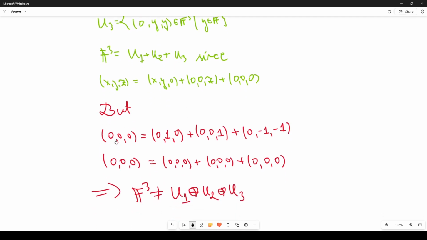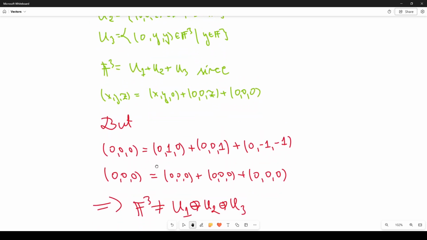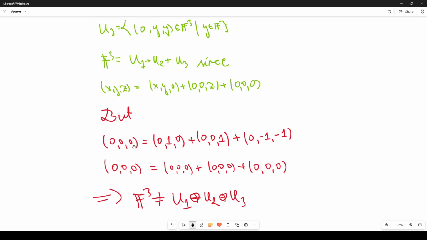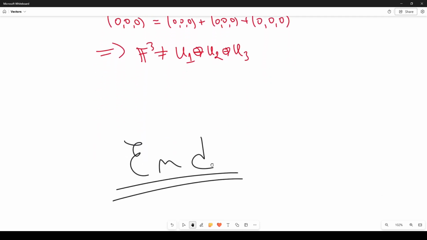the zero vector in F to the third can be written, for example, in this way, and it can also be written this way. So it turns out the zero vector does not have a unique representation, so that means that F to the third cannot be a direct sum of these subspaces over here, due to 0 having two different representations. So that would be it for today.